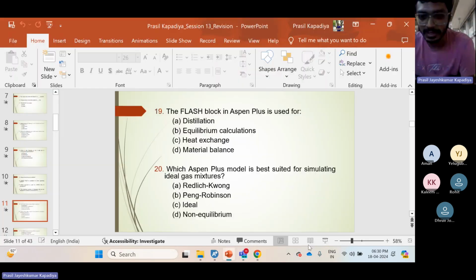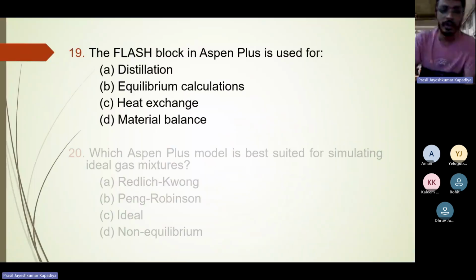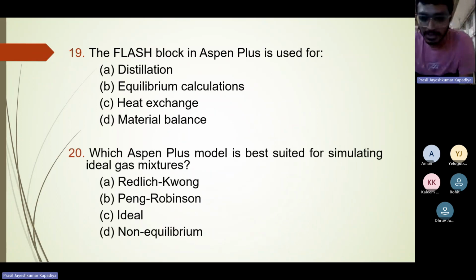I hope this question is clear, so we will reply. Which Aspen Plus model is best suited for simulating ideal gas mixtures? Redlich-Kwong, Peng-Robinson, ideal, or non-equilibrium? Ideal. So what is the ideal model for ideal gas mixtures? Ideal actually takes into consideration both Henry's and Raoult's law. So what is that equation, if you know? I'm asking that only.